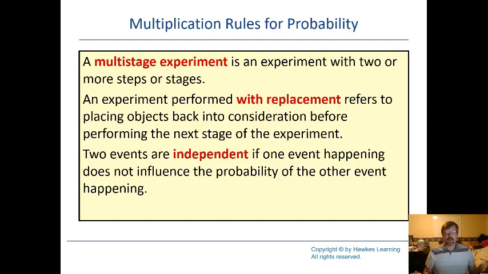Two events are independent if one event happening does not influence the probability of the other event. So, with the example of drawing cards, if I draw a card, record what I've done, put it back in, shuffle, the next draw is independent of that first draw.